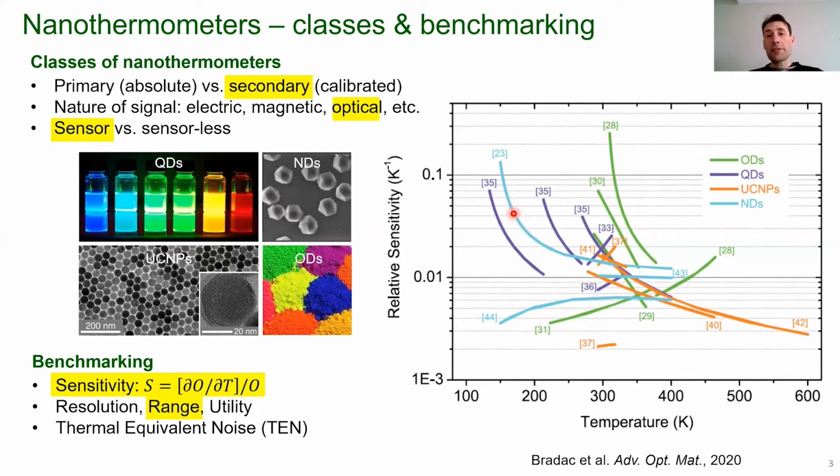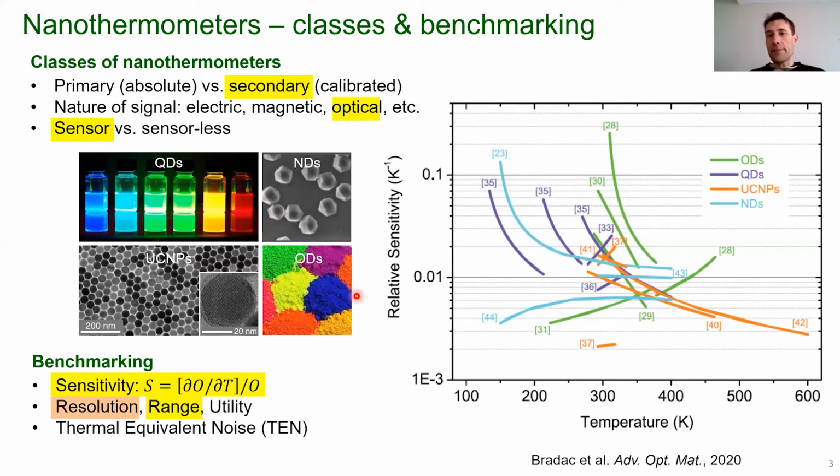So it means that there are certain ranges, for example, for this one here, where at a very low temperature you have a much higher sensitivity than you have at a higher temperature. The other thing that is important to talk about is resolution.